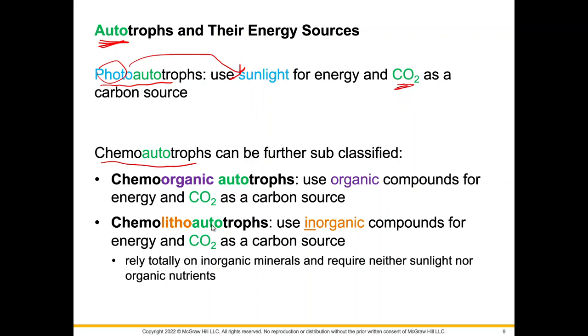So if we look at both of these down here that are chemoautotrophs, you'll notice that they are autotrophs and utilize CO2 as a carbon source. Auto, CO2 is carbon source. However, chemoorganic autotrophs will utilize organic compounds for energy. Chemolithoautotrophs use inorganic compounds for energy.